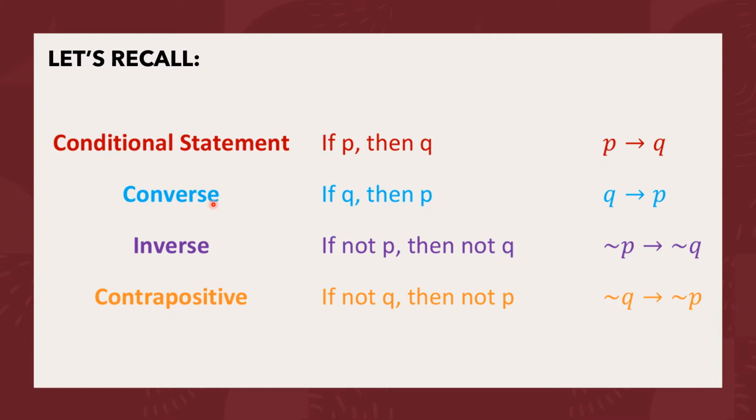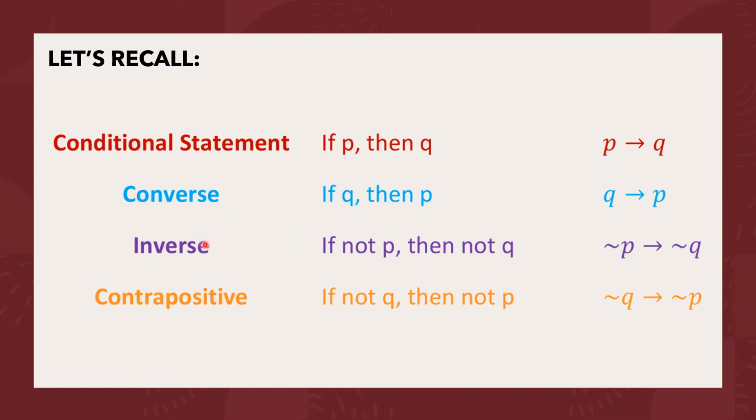Then out of the conditional statement, we were able to write a converse statement. A converse statement is a statement that is formed by exchanging the hypothesis and the conclusion. So if Q, then P. In symbols, if Q, then P. So it's basically switching the hypothesis and the conclusion.